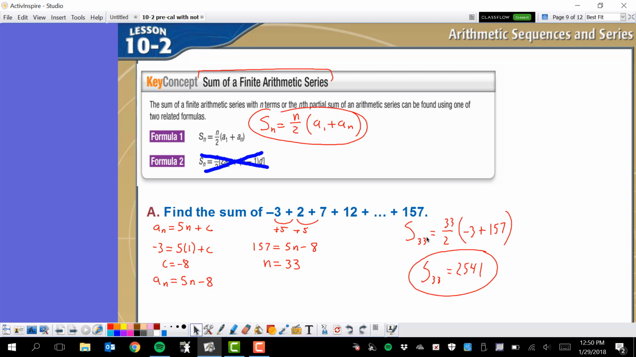So S33 equals 33 over 2 times (a1, which is -3, plus a33, which is 157). Plug and chug that in a calculator or mentally, or you can do it with scratch paper, and you should get 2541.